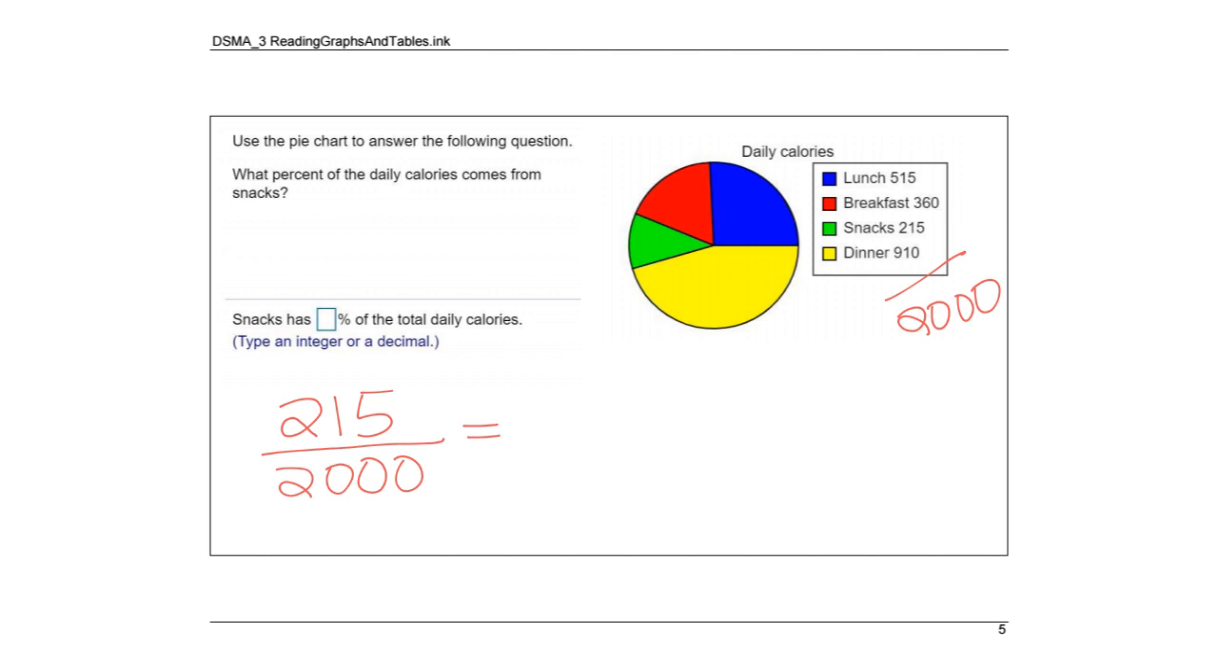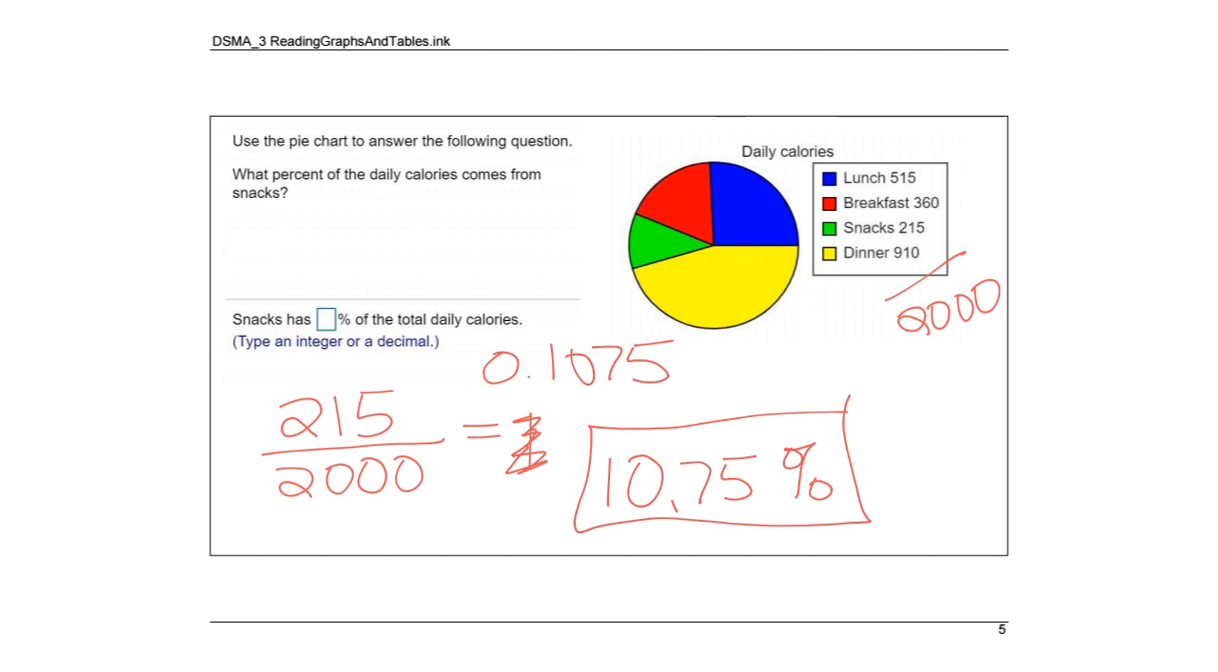If you put that in your calculator, you're going to get 0.1075. I messed up right here, sorry. And that's a decimal, so we want percent. So we would have 10.75%. Now again, notice with my StatLab, they put the percent outside the box, so you really just have to put the 10.75 inside the box.